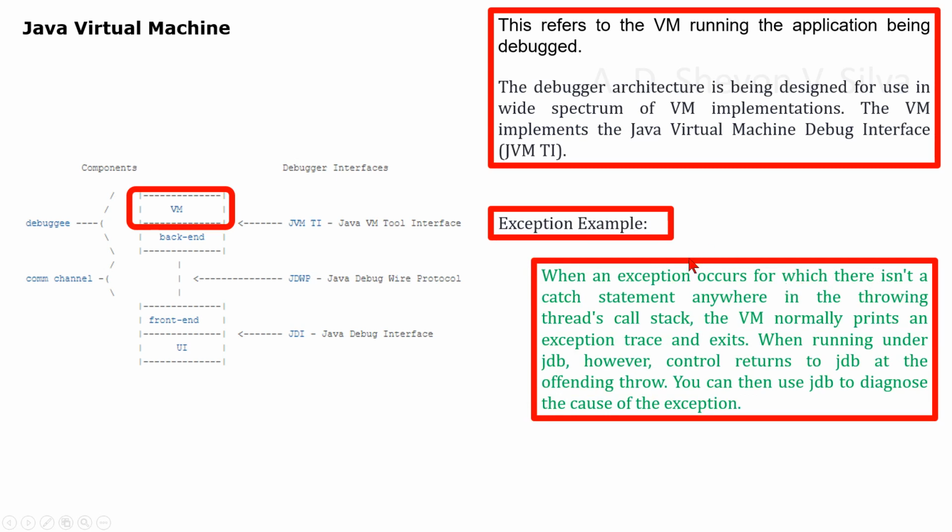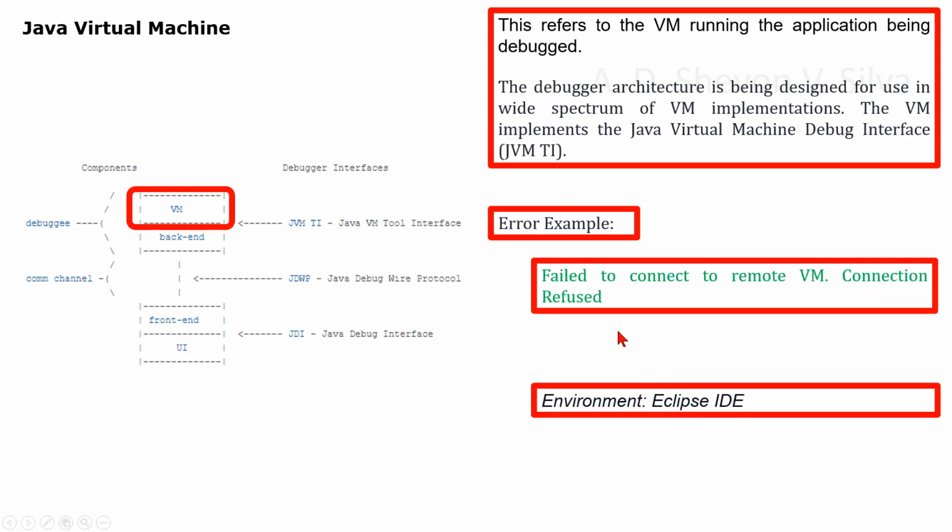As an exception example, we can consider this situation. When an exception occurs for which there isn't a catch statement anywhere in the throwing thread's call stack, the VM normally prints an exception trace and exits. When running under JDB, however, control returns to JDB at the offending throw. You can then use JDB to diagnose the cause of the exception.